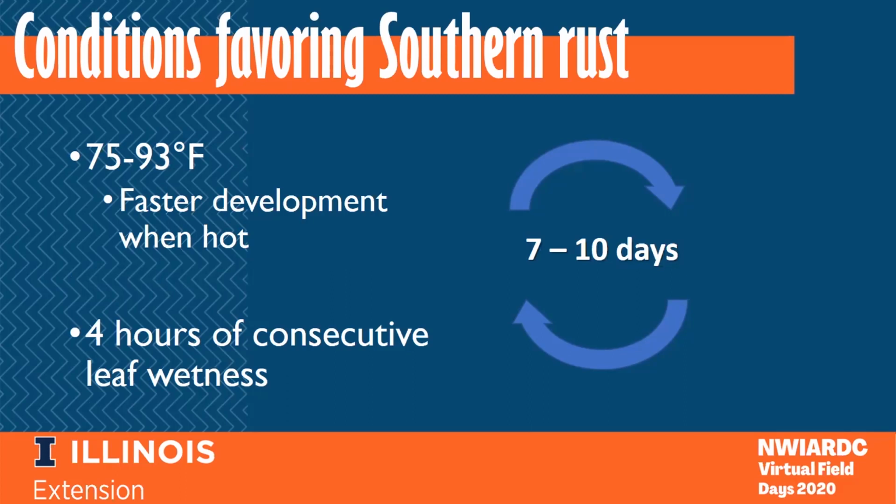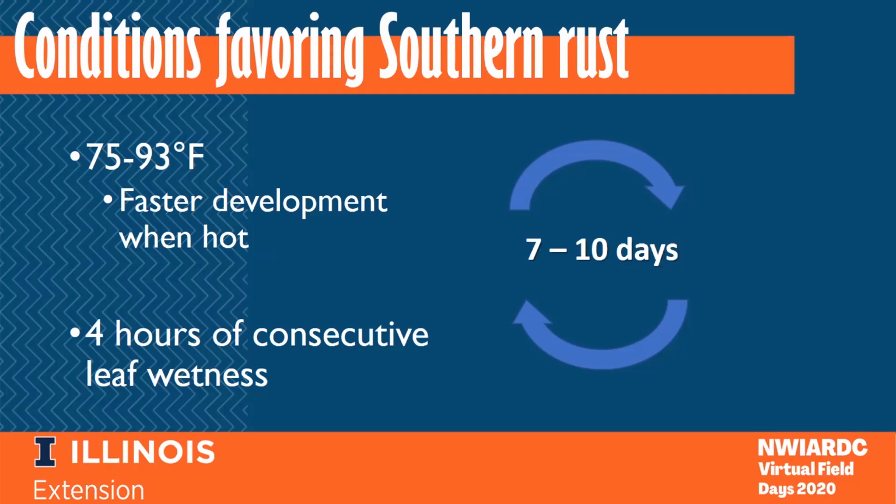And that means that the disease cycle, that cycle from infection to production of new spores, is going to be a little slower. It only needs about 4 hours of consecutive leaf wetness. So that means typically what is that? 4 hours isn't too much. That's about the types of dew that you might see on a typical night.